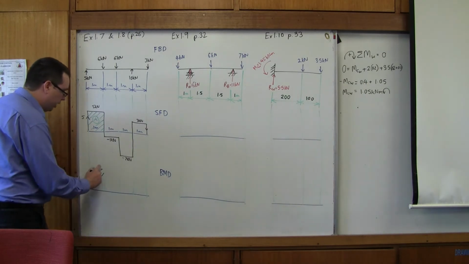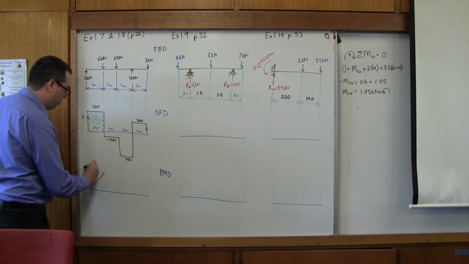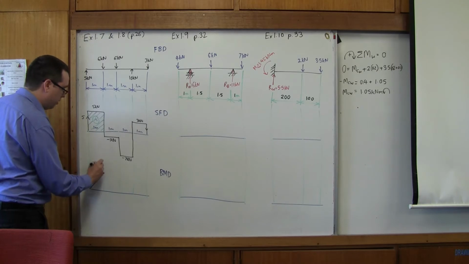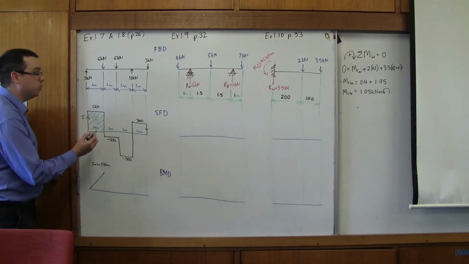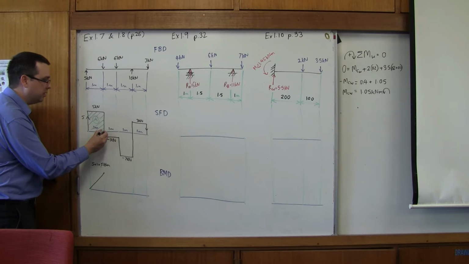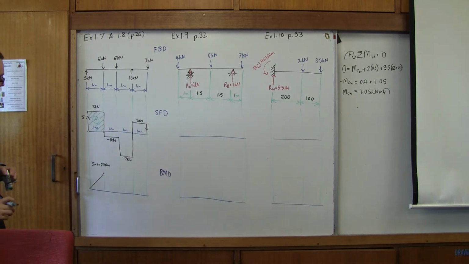So what I've got here, this value at this location, is equal to 5 times 1 equals 5 kilonewton meters. Now, I'm going to make my prediction that it's going to be the maximum, because wherever we cross the axes is where we're going to have our maximums and minimums. Right? Wherever we cross our axes, we're going to have our maximums and minimums.